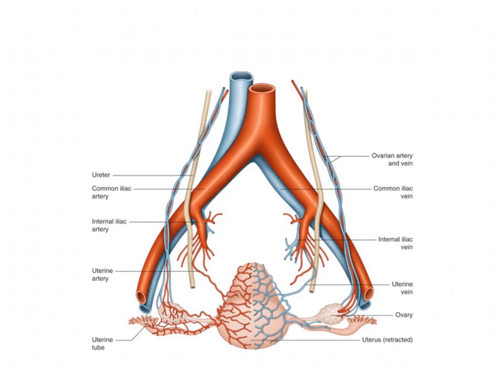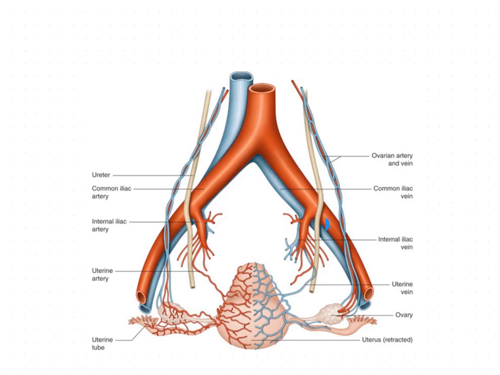On the left side, this is the ureter. The gonadal artery crosses in front of the ureter. And then this ovarian artery crosses the external iliac vessels at the pelvic brim. Here you can see the external iliac vessels.